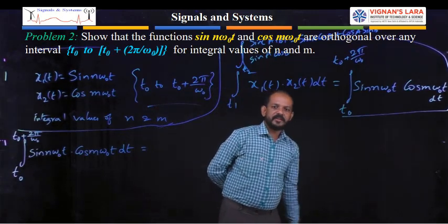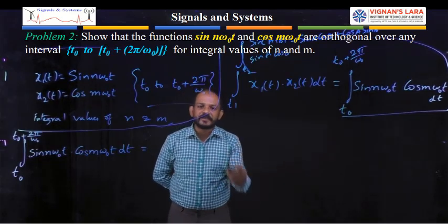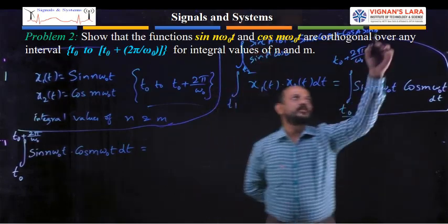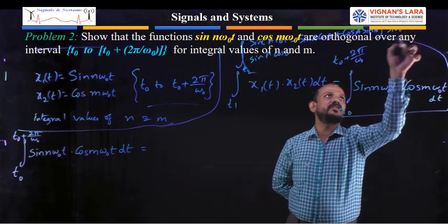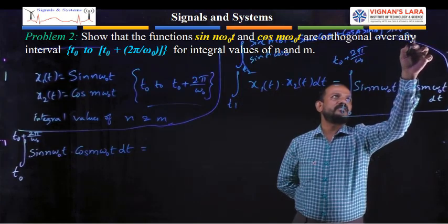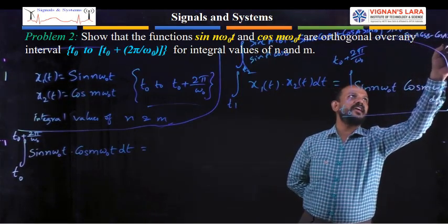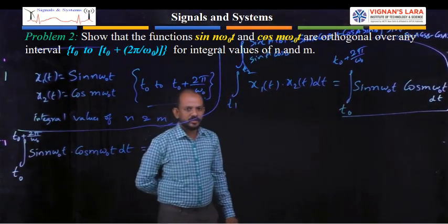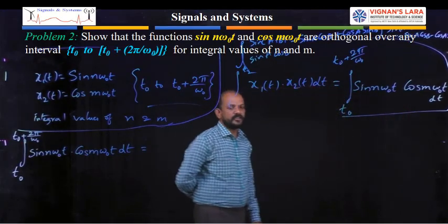In the same way, what is the formula for sine of A minus B? Sine of A minus B equals sine A cos B minus cos A sine B. Almost everyone knows that one. So that's the formula.